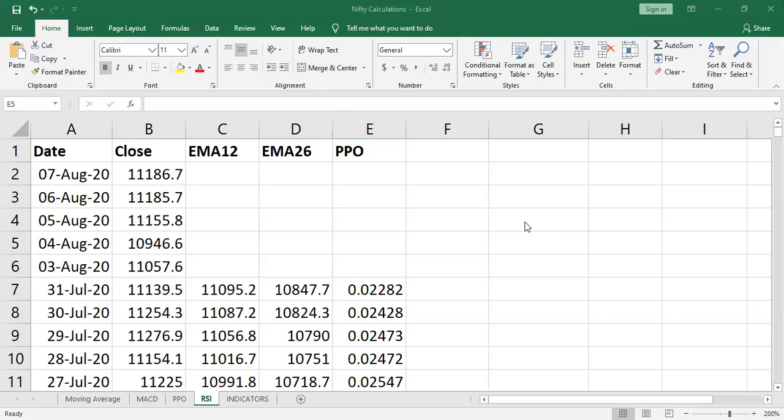Let's start. Now I will show you how to calculate RSI in Excel. Now I am calculating the data and will explain it all to you after that. Let's start.